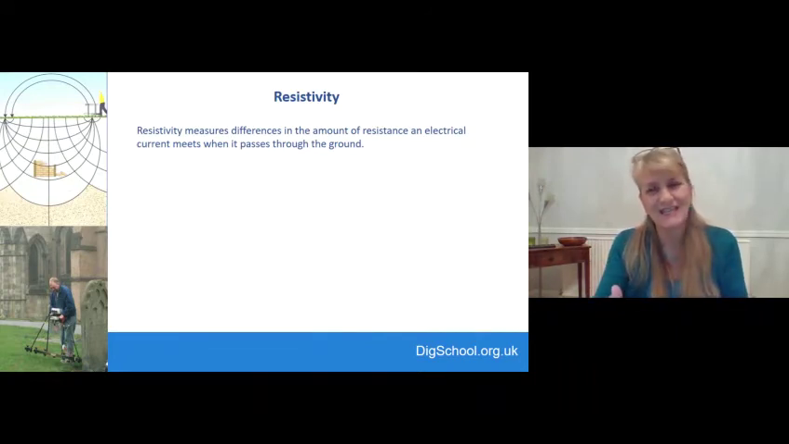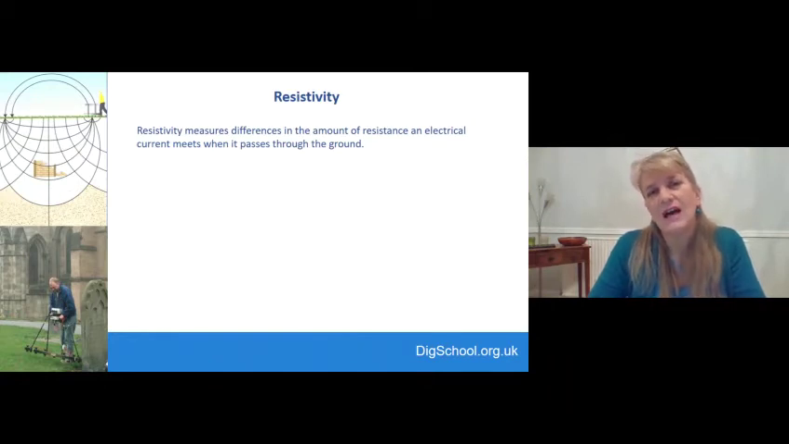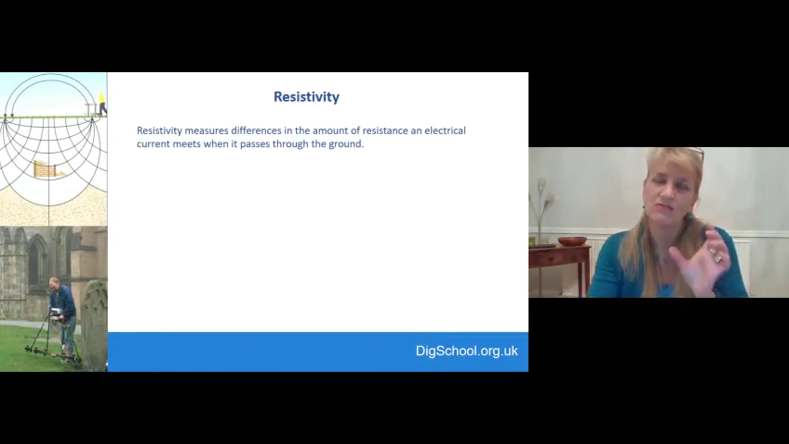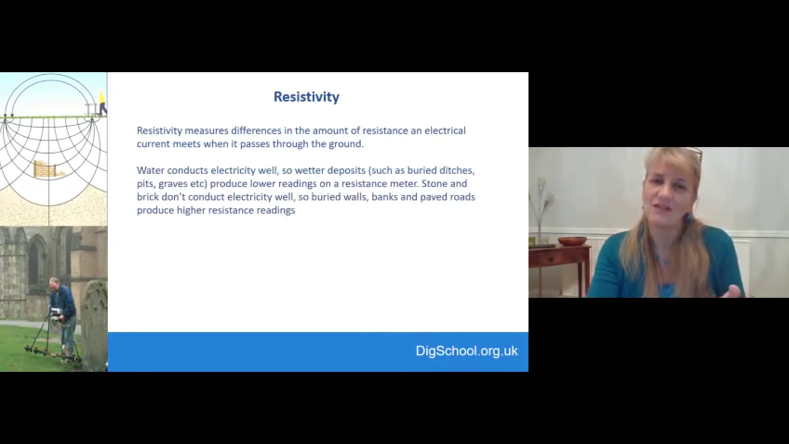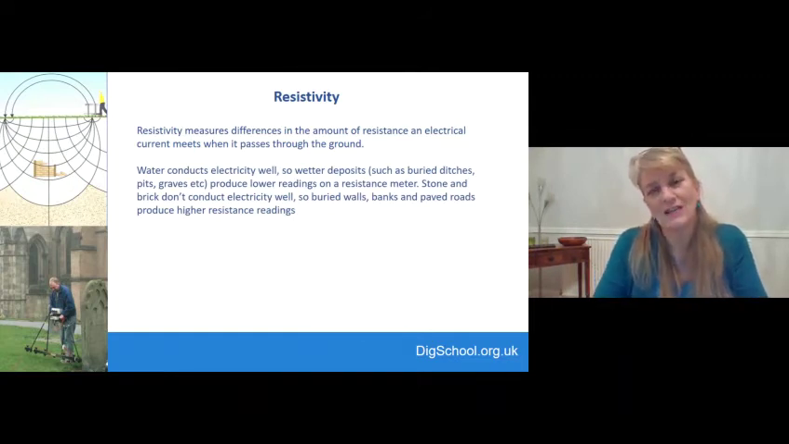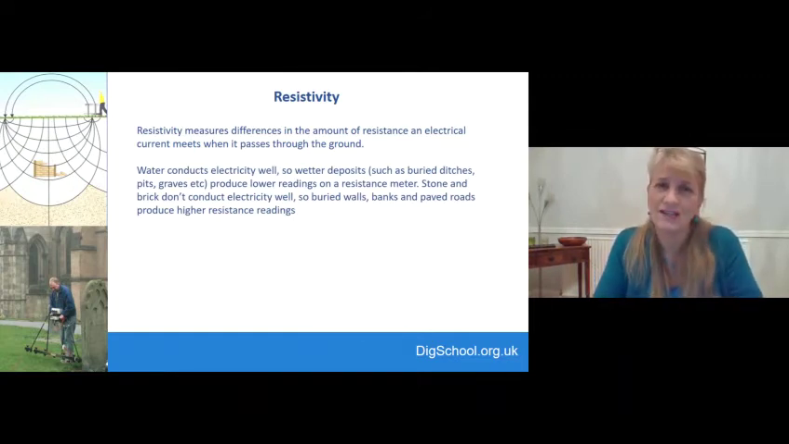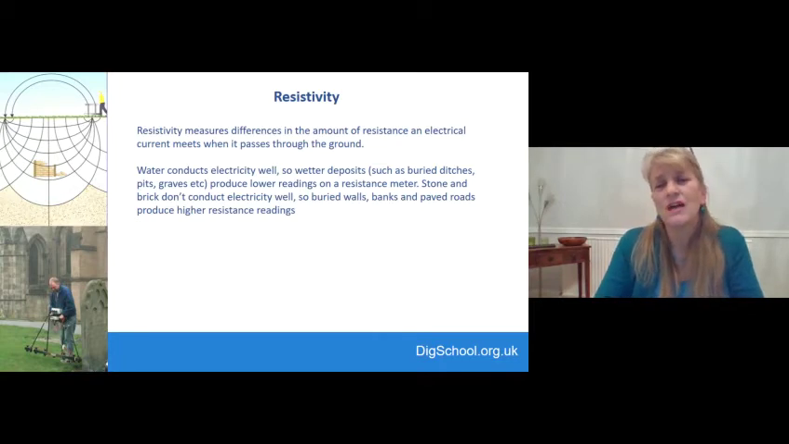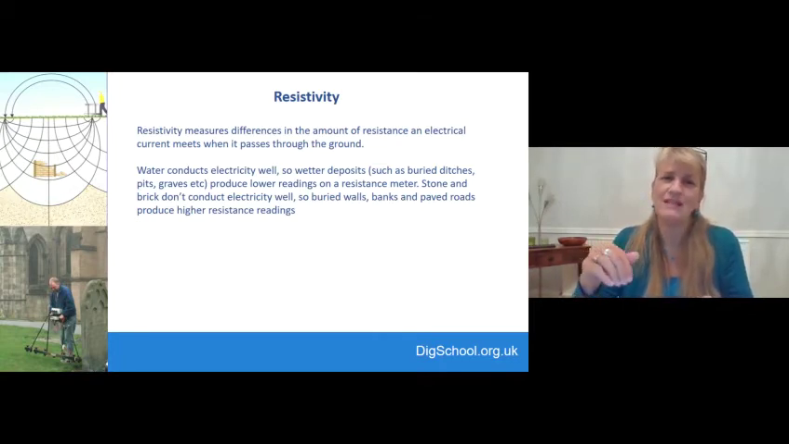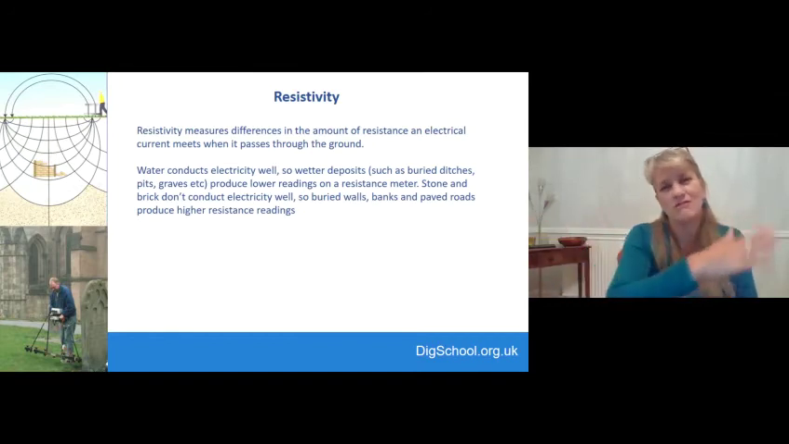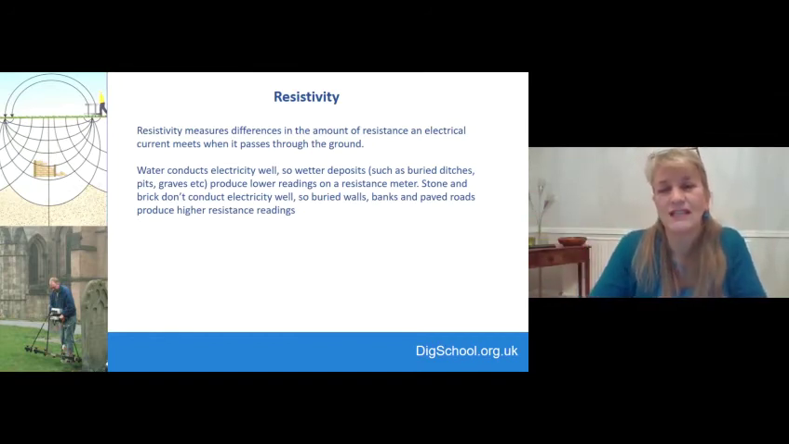We've already seen that. Resistivity uses an electrical current which it passes through the ground and measures the amount of resistance that the current encounters. Now, water conducts electricity very well. That's why you're not allowed electrical fittings in bathrooms. So wetter deposits like ditches and pits and graves produce lower readings on a resistance meter. The electrical current meets very little resistance. It can whiz through wetter ground very easily.